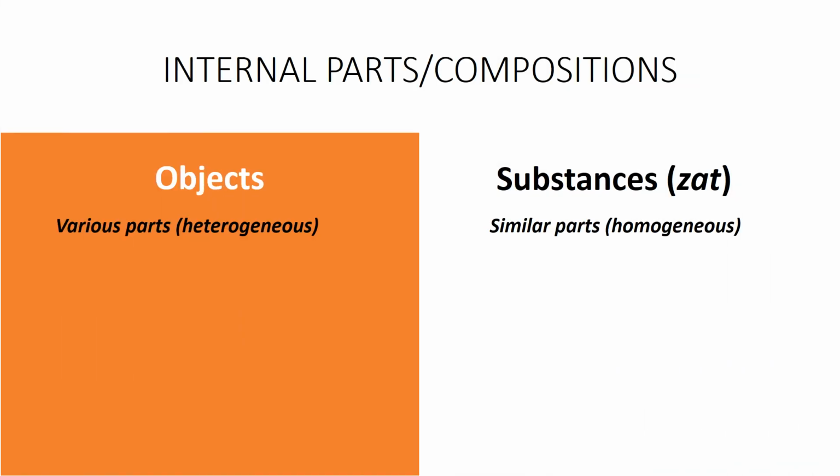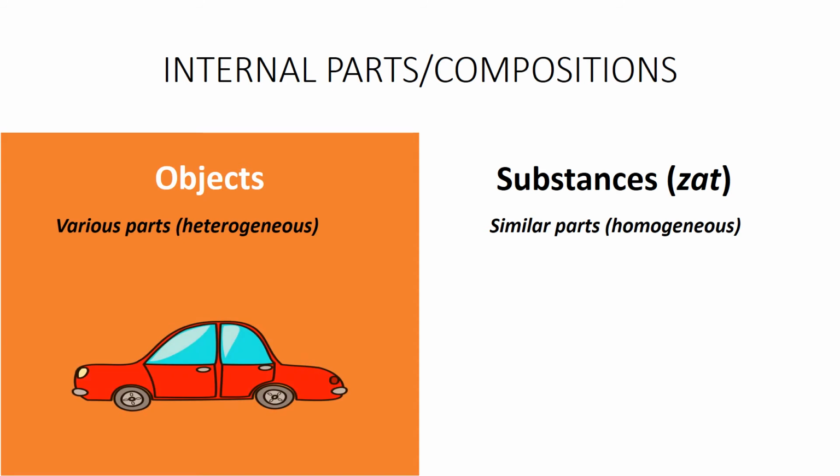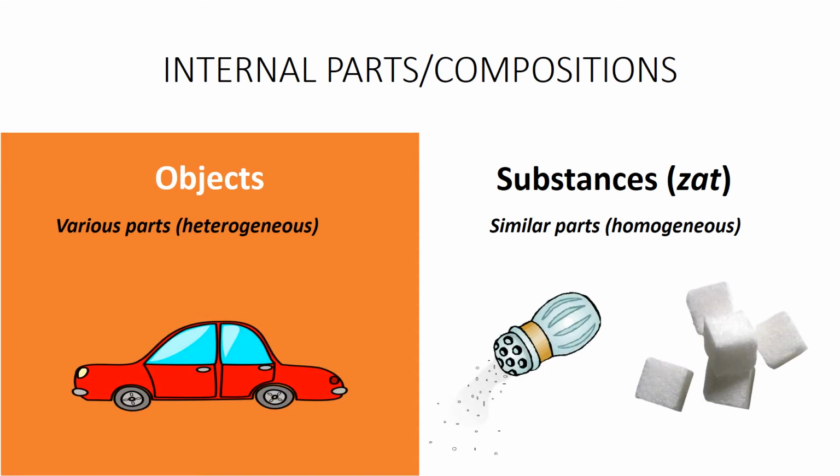Objects also consist of various parts, while substances only have similar parts. Here, as you can see, a car consists of wheels, lights, doors, windows, and so on. This makes a car an object. However, salt doesn't consist of different parts like a car.